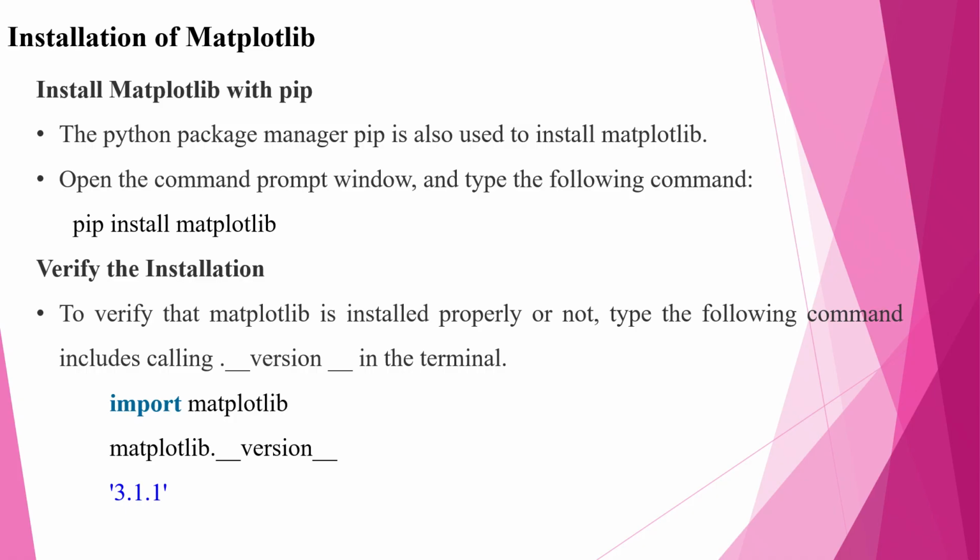After installation, it is important to verify whether matplotlib has been installed correctly. This can be done by importing the library in Python and checking its version using matplotlib.__version__. If the installation is successful, it will display the installed version number such as 3.1.1. This verification step ensures that the library is ready to be used for creating visualizations.